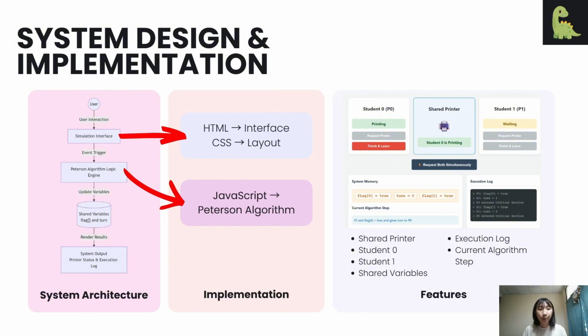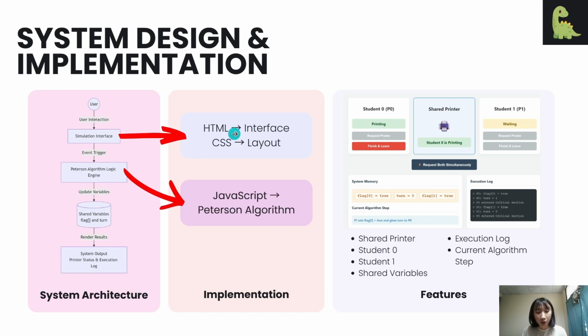Now I'll walk you through the system design and implementation of our project. We designed the system using a simple and modular event-driven architecture. The process begins with user interaction. Whenever a user clicks a button like Request Printer, an event is triggered and sent to the Peterson's algorithm logic engine. This logic engine acts as the core component of the system. It processes the user input, evaluates the synchronization conditions, and updates the shared variables, flag and turn. It immediately reflects the updated state on the interface whenever a new event occurs.